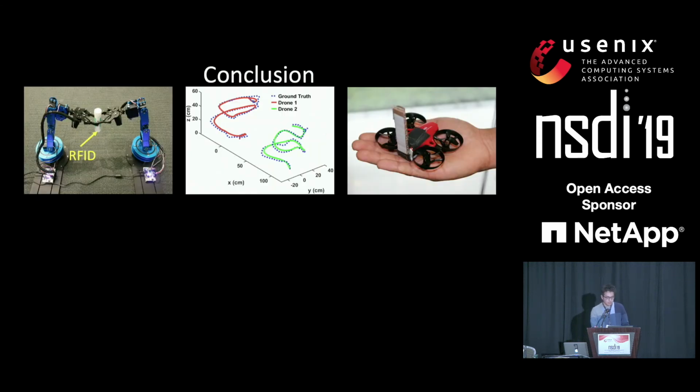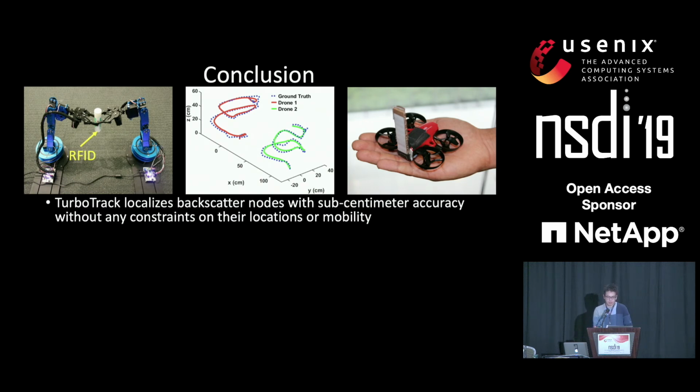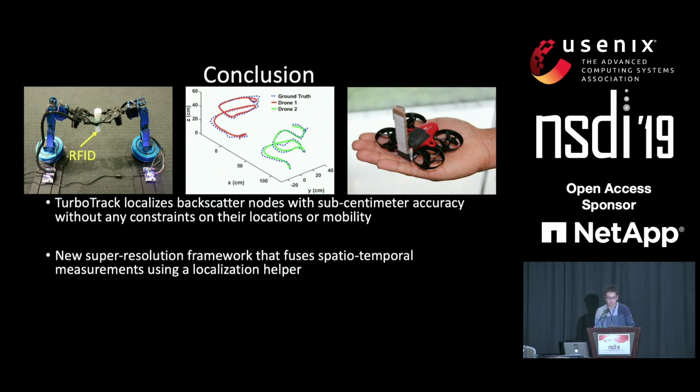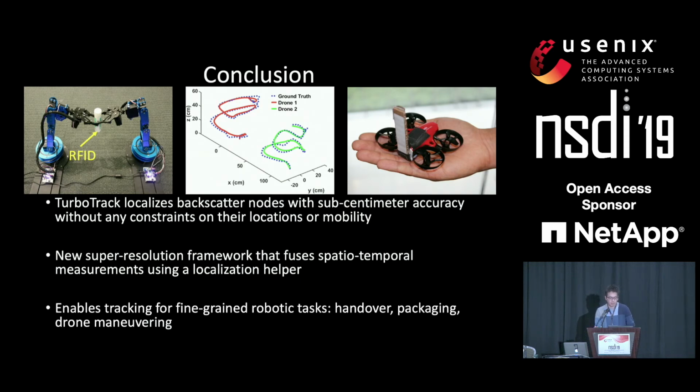To conclude, TurboTrack localizes backscatter nodes with sub-centimeter accuracy without any constraint on their location or their mobility. We introduced a new super-resolution framework that views spatial-temporal measurements over time using a wideband localization helper. And we enable tracking for fine-grained robotic tasks like handover, packaging, and drone maneuvering.